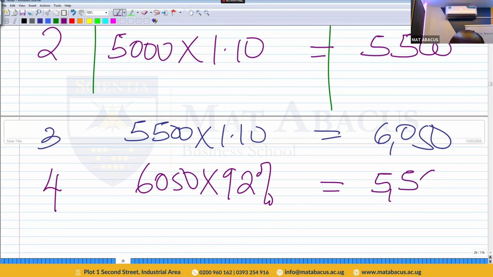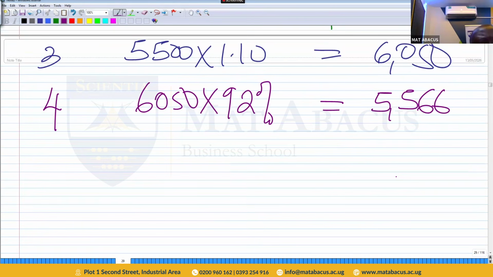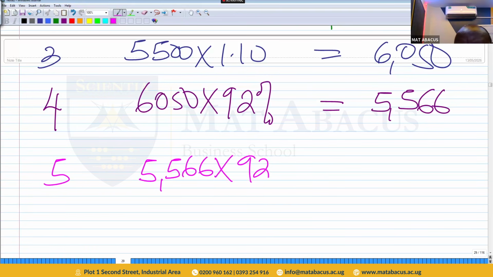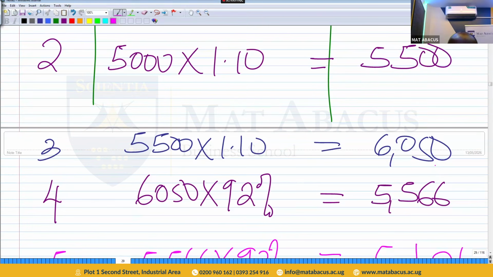5,566. But the project is 5 years. So in year 5, the decline continues. Bring 5,566. You multiply by 92%. And you end up getting 5,121. That is our revenue.